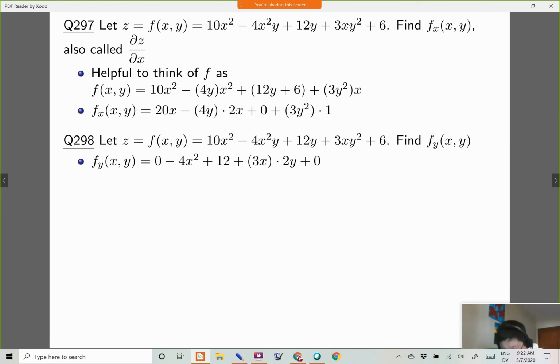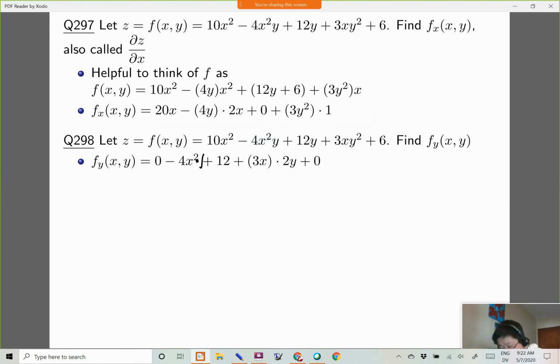So f sub y. I'm looking here, and 10x squared. Look, x is a constant. So this whole thing, 10x squared, is a constant. Derivative is 0. Copy the minus sign. I copied the 4x squared because that whole thing is a constant times the function y. So the 4x squared is copied. And then the derivative of y is a 1. So I could have written in a times 1 here. Maybe I'll just do that right now.